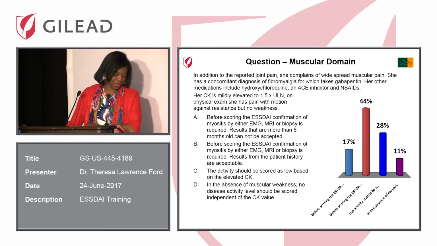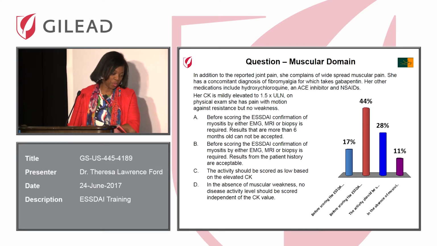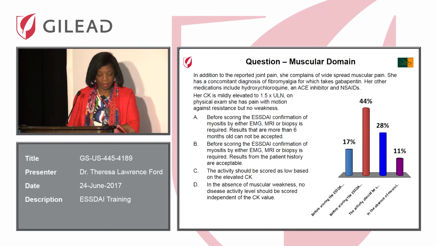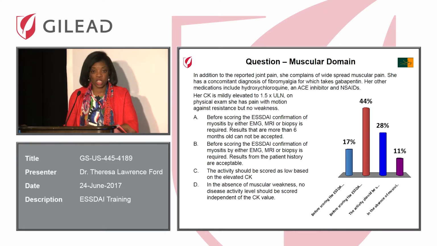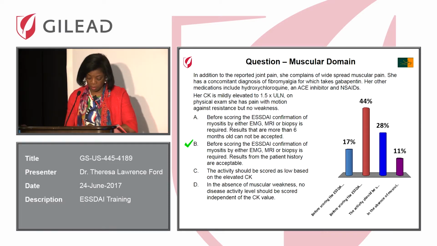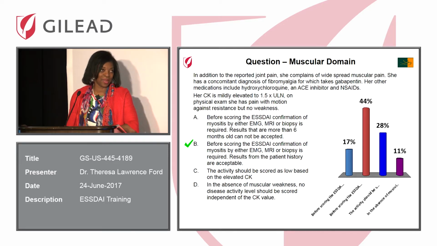Okay, let's see how we did here. So very good. 44% had B, before scoring the ESSDAI. So the point here again is that you have to have documentation of the myositis by EMG, MRI, or a biopsy at some point. And if there's no weakness and the CK is less than twice normal, then it is a low score.